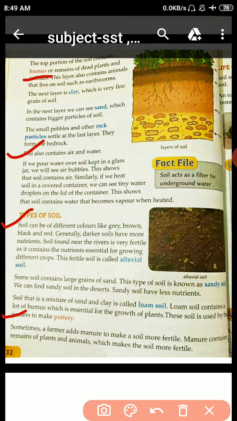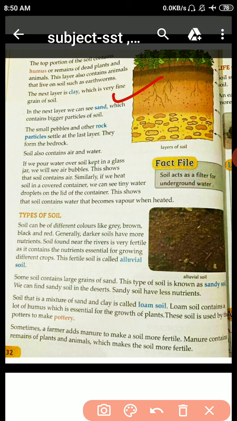Now students, I hope you all understand. The top portion of the soil contains humus. This layer also contains animals that live in soil such as earthworms. Then the next layer is clay, which is very fine grain of soil. Then sand, which contains bigger particles of soil. Last, rock particles, small pebbles and other rock particles settle at the last layer. We know all these things from this diagram.